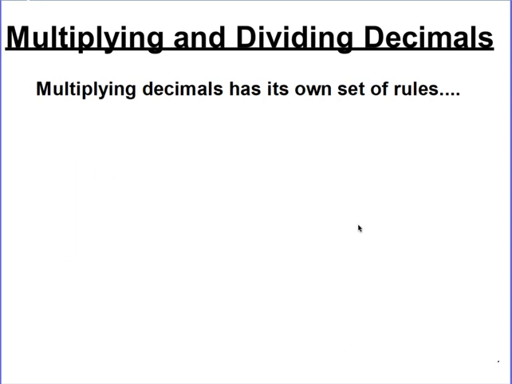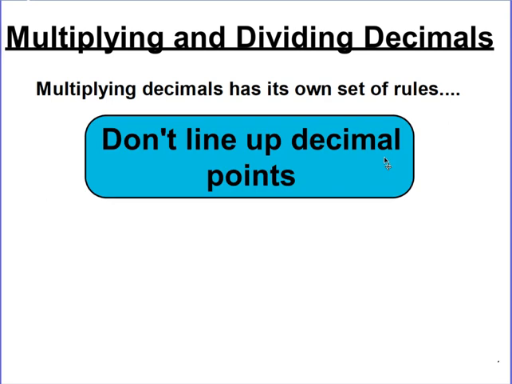All right, so now let's talk about the actual rules for multiplying decimals. Multiplying decimals has its own set of rules that are different from adding, different from subtracting, and different from dividing. So the first rule is that you do not need to line up your decimal points. If you line them up, you can still get the correct answer, but you're creating extra work for yourself that you don't need to do. You'll have a lot of zeros in your problem that don't need to be there. So do not line up your decimal points.